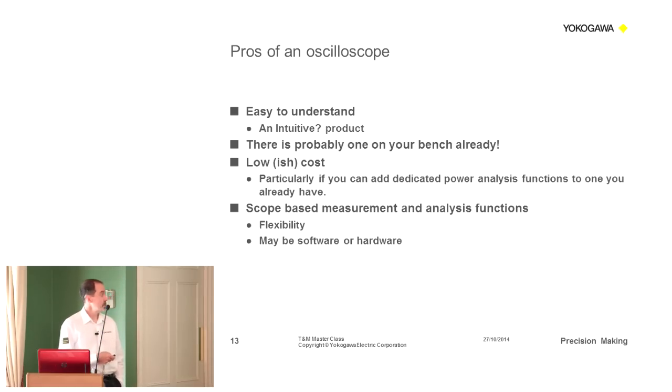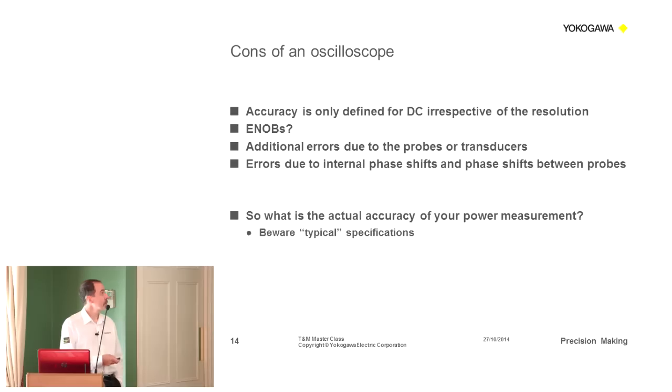And it's a flexible instrument. By nature, an oscilloscope is a general purpose instrument. So what sort of cons are there? Well, the problem with an oscilloscope is you'll find that accuracy on an oscilloscope is only defined for DC. So this is where you get the thorny subject of what happens at high frequencies. How do you test or measure the performance of your oscilloscope at frequencies other than DC?